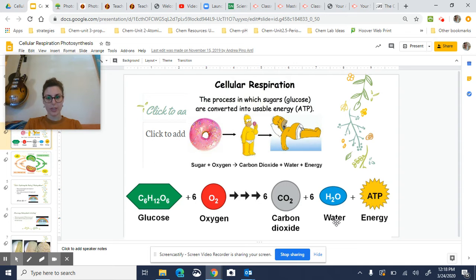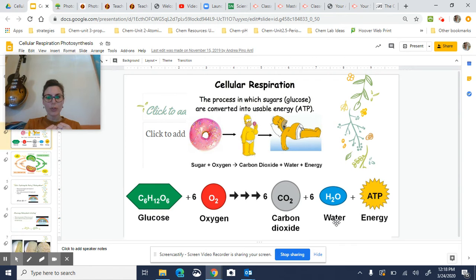Water molecules, which again, if you were to cover your hand over your mouth and breathe out, you can feel the gas that's coming out, the carbon dioxide, but you can also feel moistness in your hand. That's because you're exhaling the waste product, the water. And you get what we're looking for, usable energy.